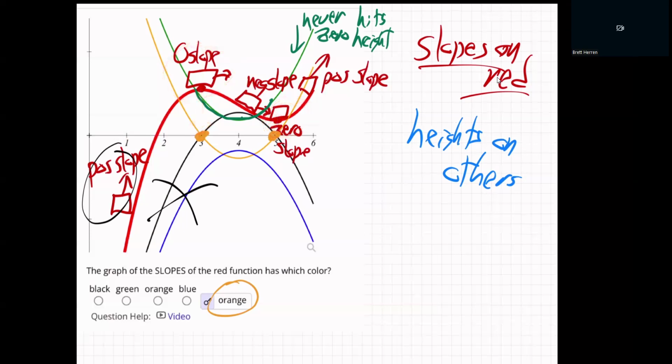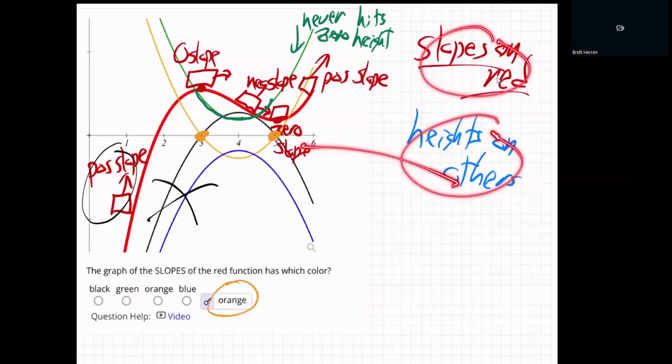So there we go. Slopes on the red become heights on the orange. So it's the graph of the slopes.